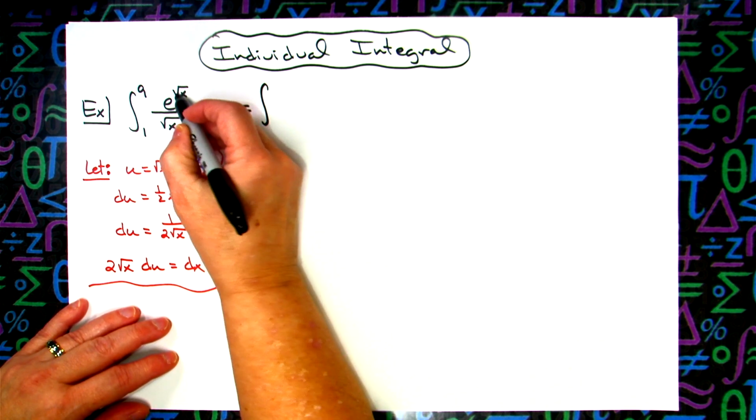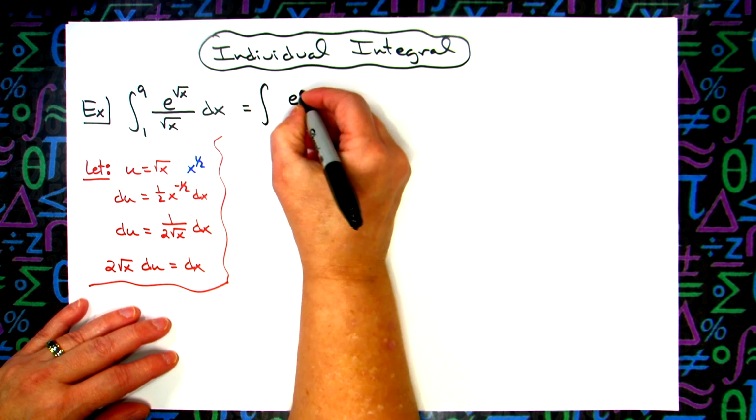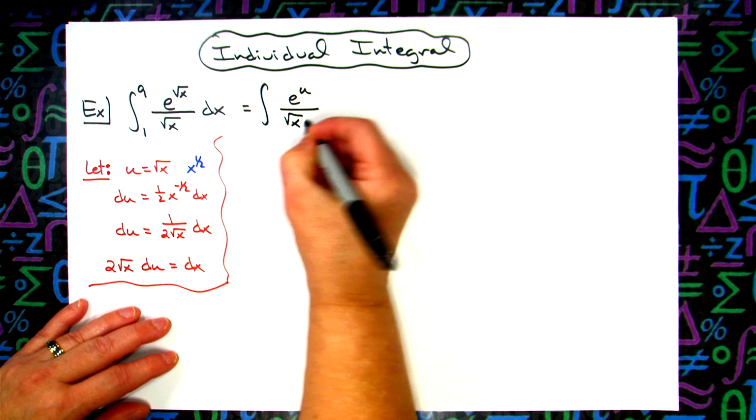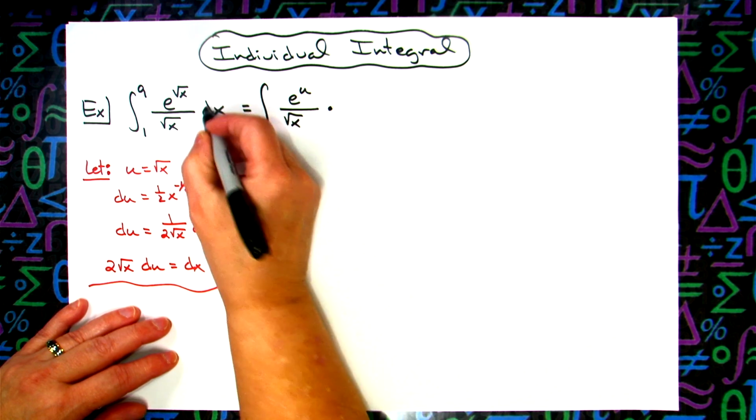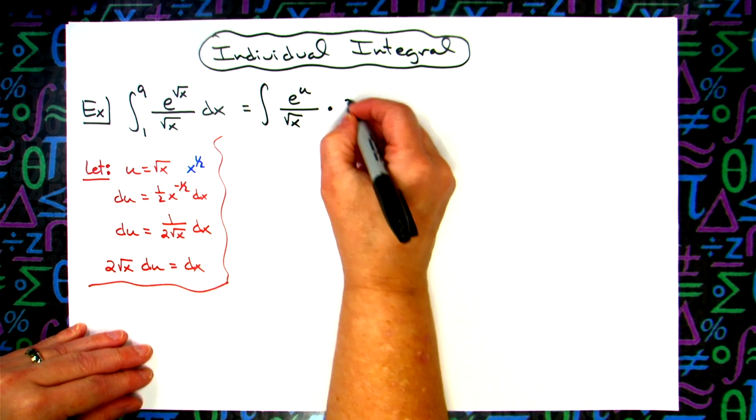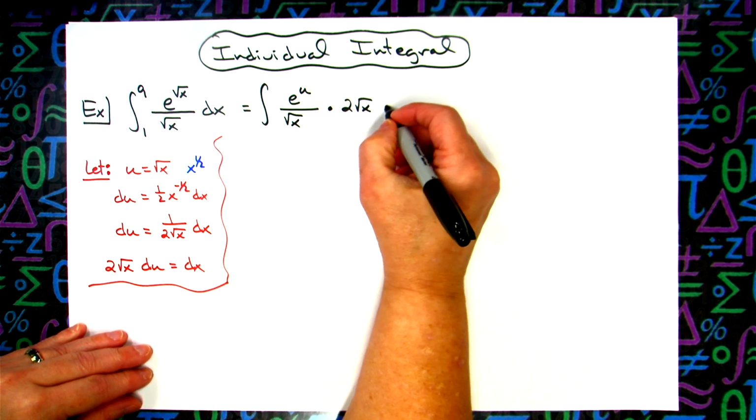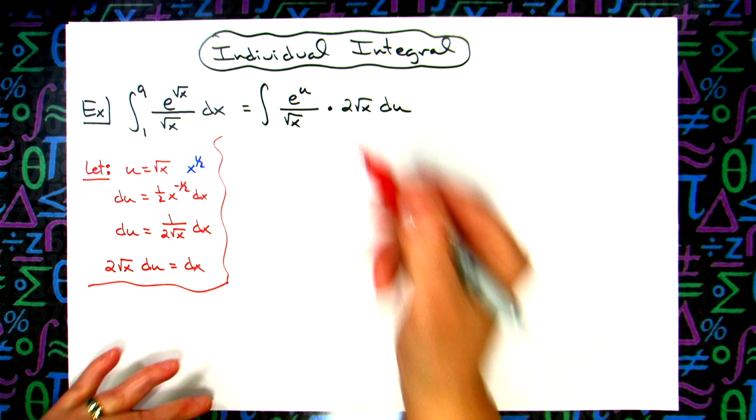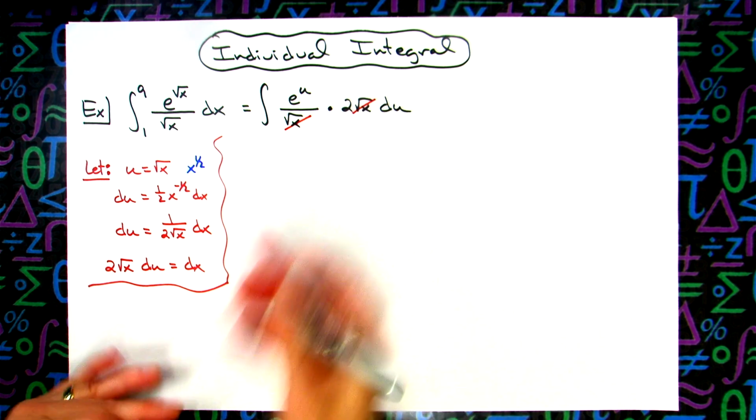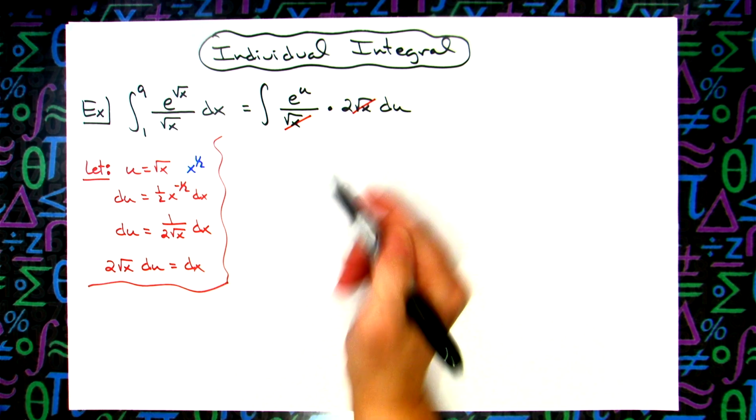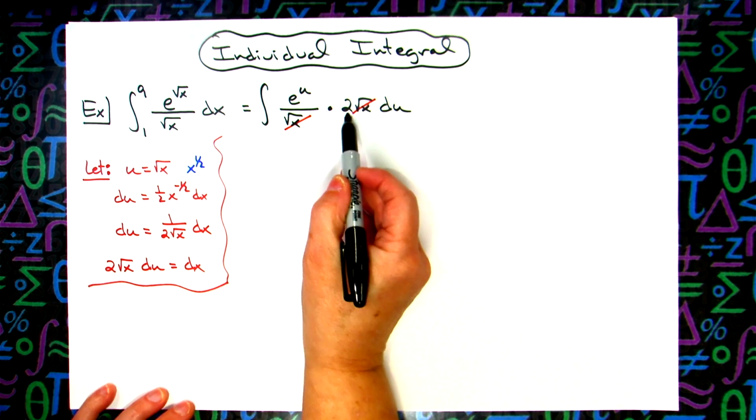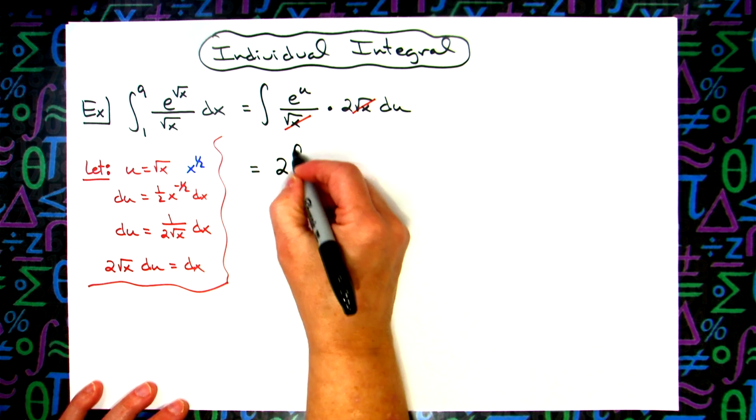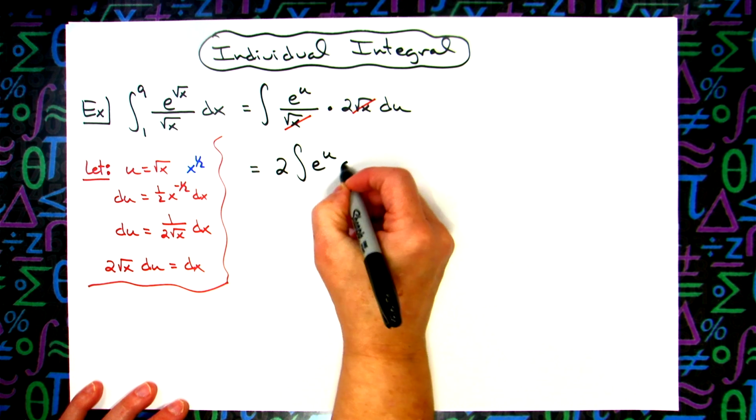We're going to replace that square root of x with a u. So we'll have an e to the u. We'll still have the square root of x there on the bottom. All right, we're going to replace dx with what it equals, which is 2 square root of x, and then du. What that's going to allow me to do then is to take that square root of x and square root of x and cross them out. I have a constant here of 2, which I can pull out in front of the integral. So we'll have a 2 integral of e to the u du.